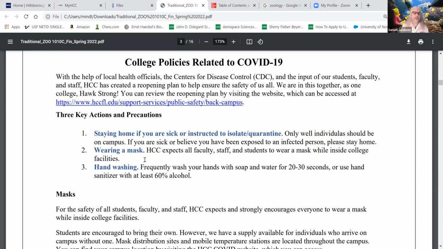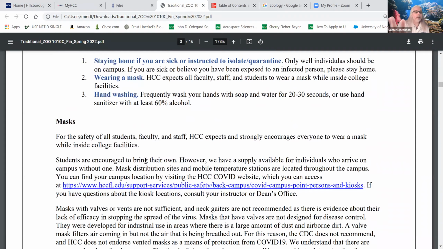So between these two, I'm trying to keep myself safe. One, because of the science, and two, out of respect for others. And three, my wife happens to have cancer. I'm not taking any risks. None whatsoever. It's that simple. So this is all, again, college policy.